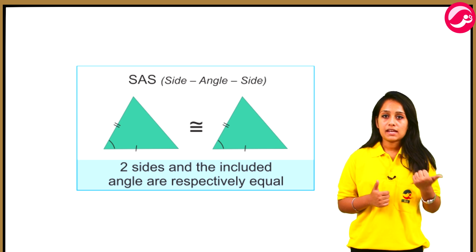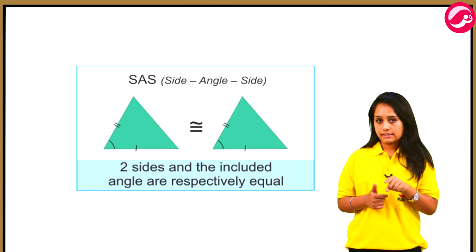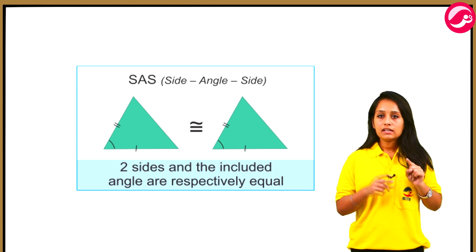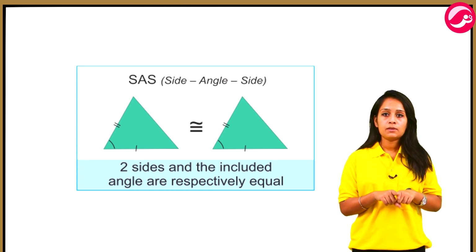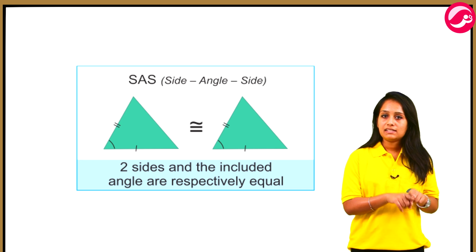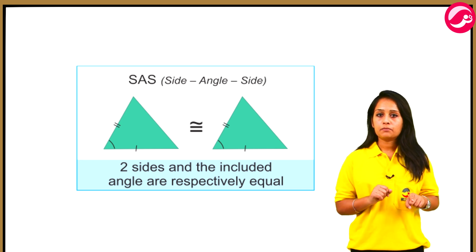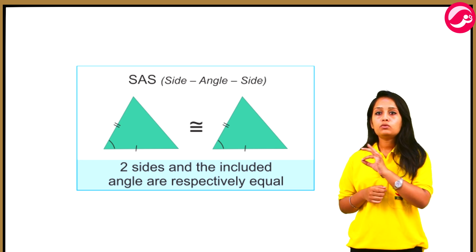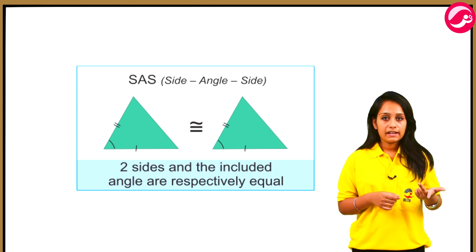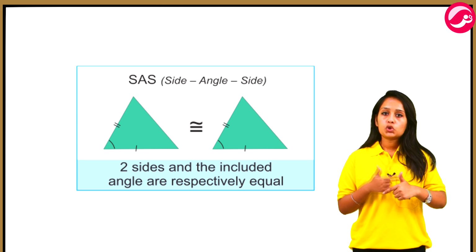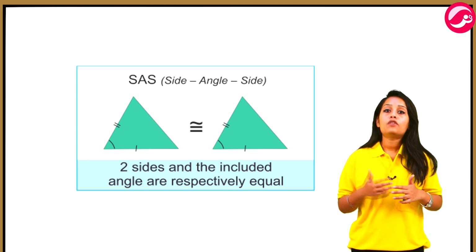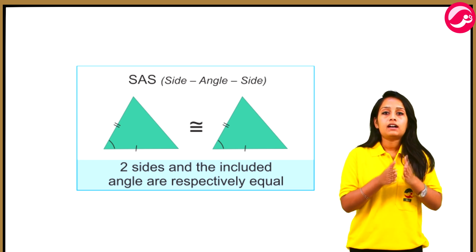Next, coming to second method called SAS. SAS stands for side, angle, side and means that we have 2 triangles where we know that 2 sides and the included angle are equal. The side, angle, side rule states that if 2 sides and the included angle of one triangle are equal to 2 sides and included angle of another triangle, then the triangles are congruent.